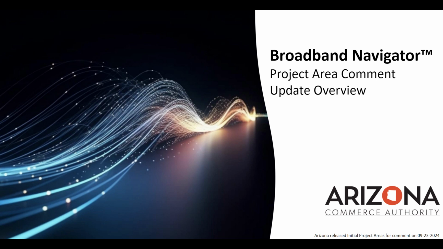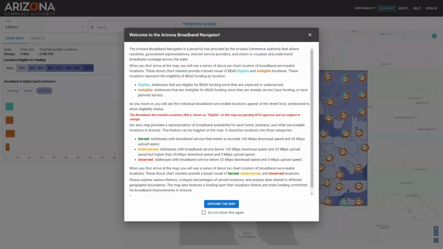Welcome to the Broadband Navigator Project Area Update Overview. This video aims to help local governments, nonprofits, tribal governments, and internet service providers navigate new mapping tools and project area comment submissions. The Broadband Navigator is a powerful tool which was designed for managing your state's BEAD challenge process. In this new adaptation, the Broadband Navigator can now be used to view BEAD eligible locations and to submit project area comments. Begin by opening your state's Broadband Navigator.